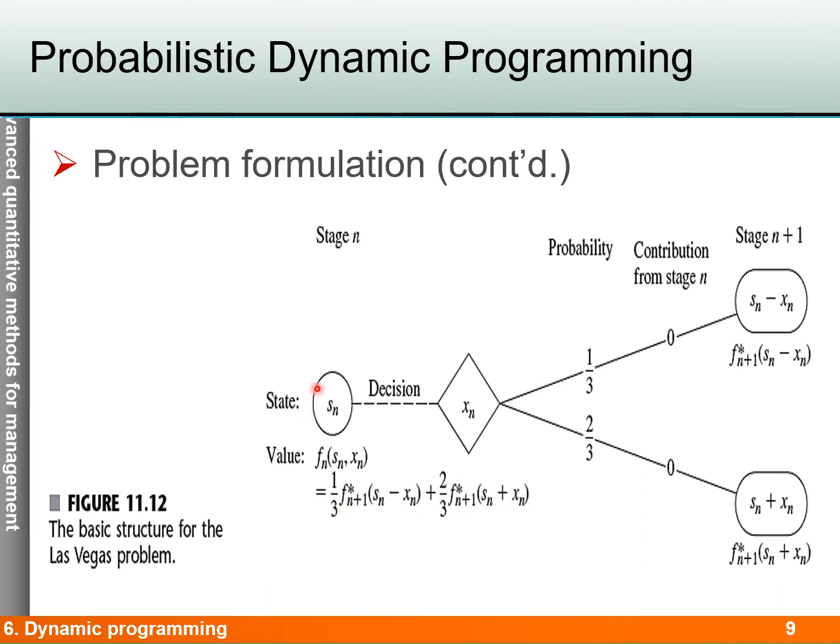With the stage n, and available Sn, based on the decision Xn, we know that with the probability of 33%, she loses. So what remains for her in stage n plus 1 is Sn minus Xn. And with the probability of 67%, she wins. So what remains is Sn plus Xn. So on one side is F star n plus 1 of Sn minus Xn, and vice versa, the other side, of winning, is F star n plus 1 of Sn plus Xn.